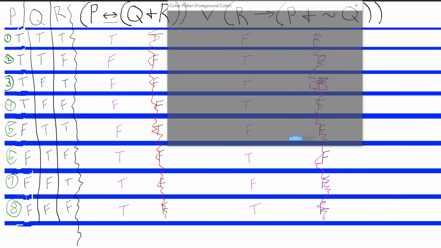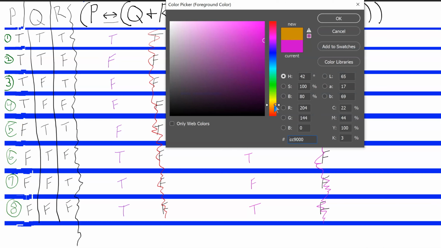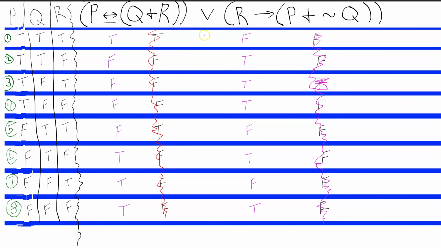Actually, let me change my pen color. Oh, they're very excited. AJ started to yell something. Okay, so for this final column, it's an or statement and I have a true and a false. What do I have? True. I have a false and a true. True. I have a false and a true. True. I have another false and a true. True. Oh, I have a false and a false. False.